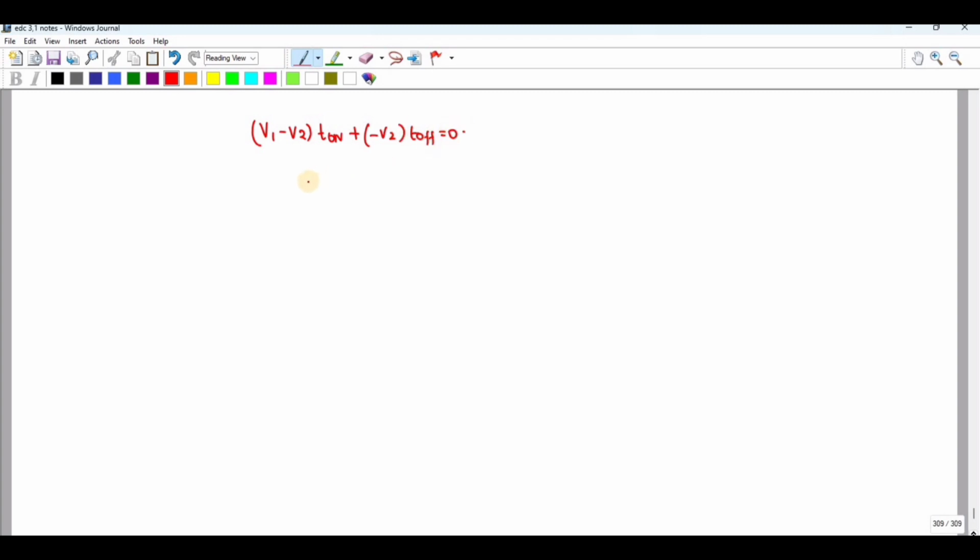So I can solve this one. V1 T on minus V2 (T on plus T off) is equal to 0. So I can write V1 T on is equal to V2 T, where T is nothing but the total time. So V2 is equal to V1 T on divided by T, and T on divided by T is nothing but D, the duty cycle.